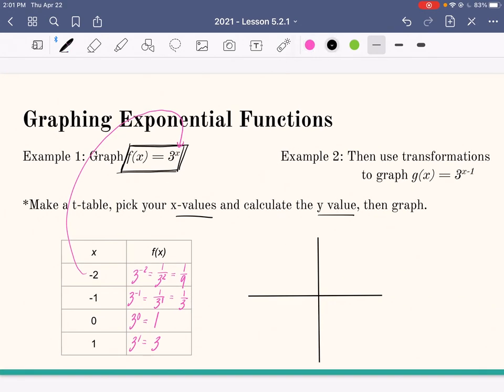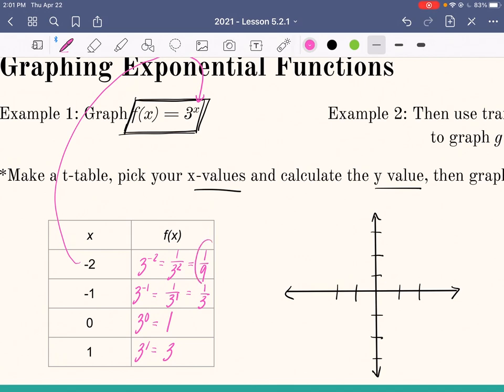I'm going to go ahead and add these to the graph. So let's just add a couple values here. All right, so -2, 1/9. So -2, 1/9 is really, really tiny. It's really close to 0. -1, 1/3 is about a third of the way up to 1, okay? So a tiny bit bigger than 1/9. 0, 1 is right here. And then 1, 3 is right here.